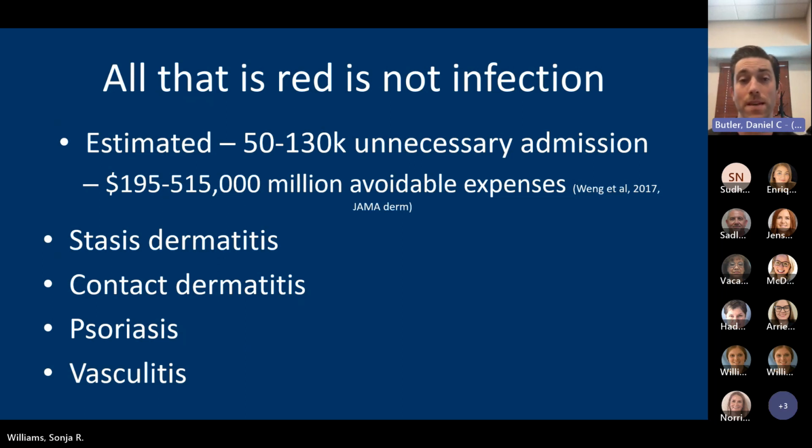The most common mimics of cellulitis are stasis dermatitis, and more stasis dermatitis. But you can also consider contact dermatitis, psoriasis, and vasculitis on that differential. But I would stress stasis dermatitis is the most common mimic. And we're gonna do, again, some drills on that to help as you're seeing these patients. Next slide.